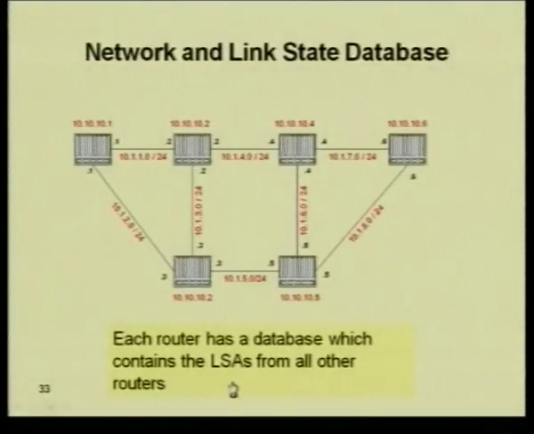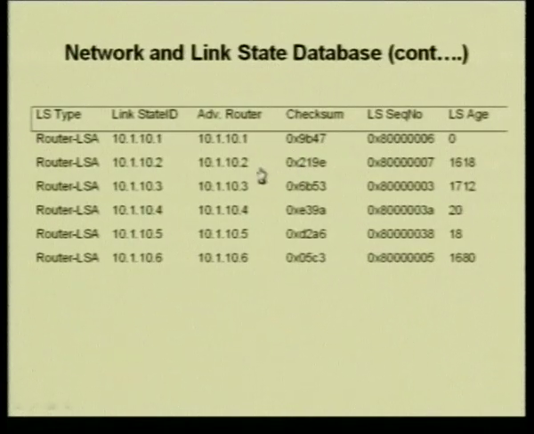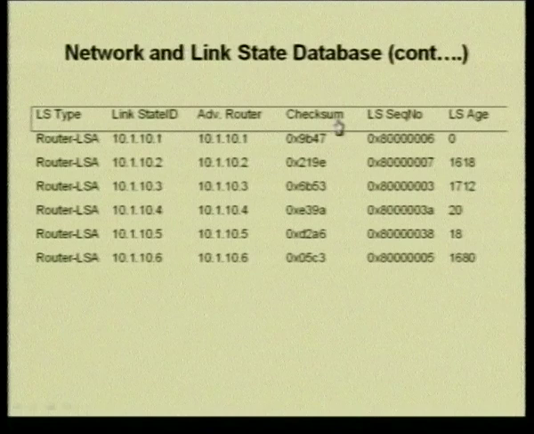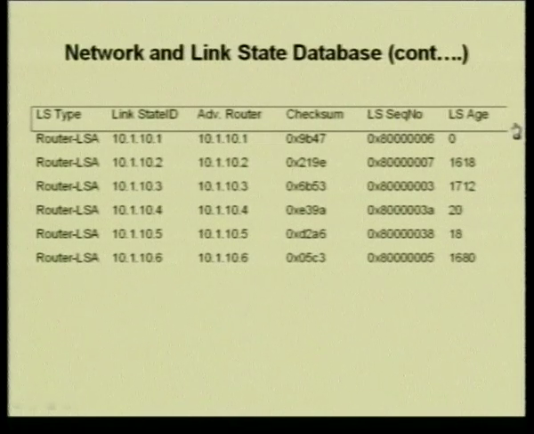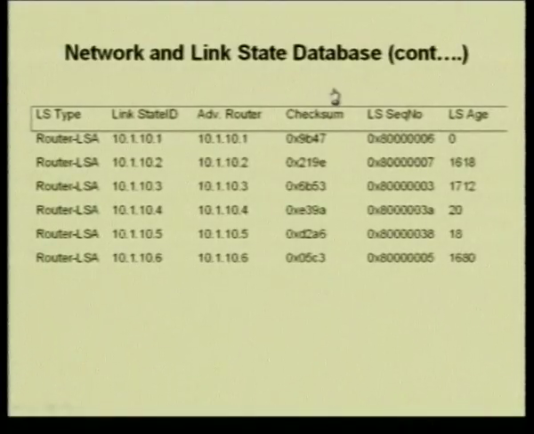Now, when this link state advertisement is sent, each router has a database which contains the LSAs from all the other routers. That is maintained at each of the routers. The database would look like this. You will have the LS type, link state ID, advertising router, checksum, LS sequence number, LS age. LS age is the same as the TTL that we talked about. So, this is the information that will be maintained at each of the nodes as a database.